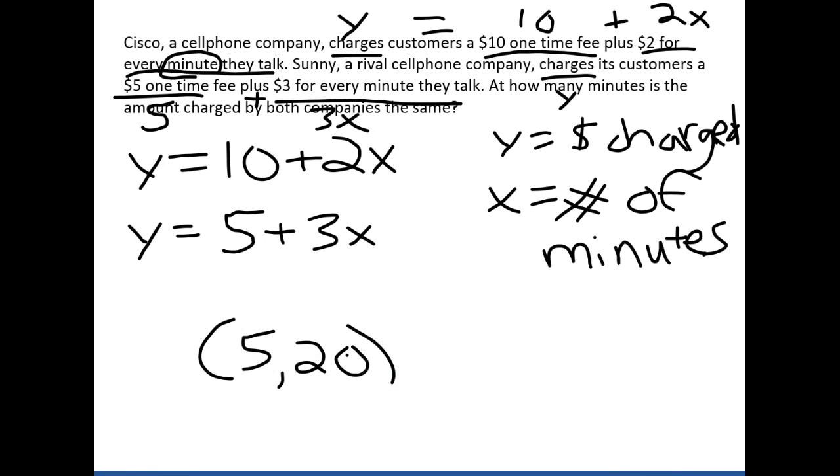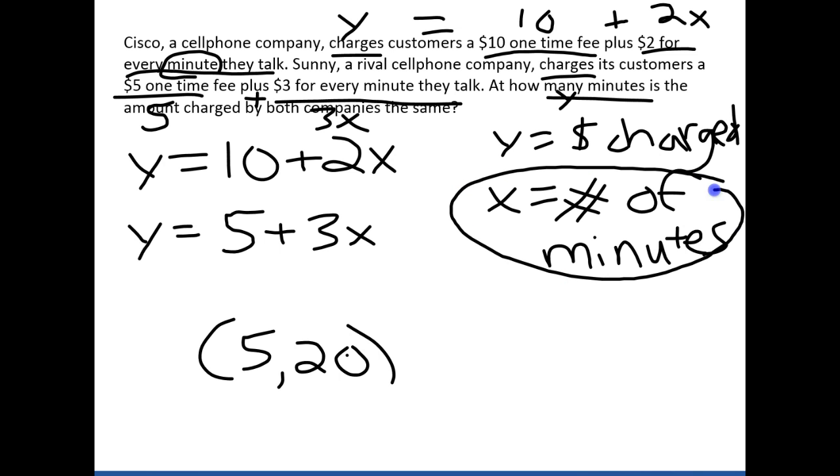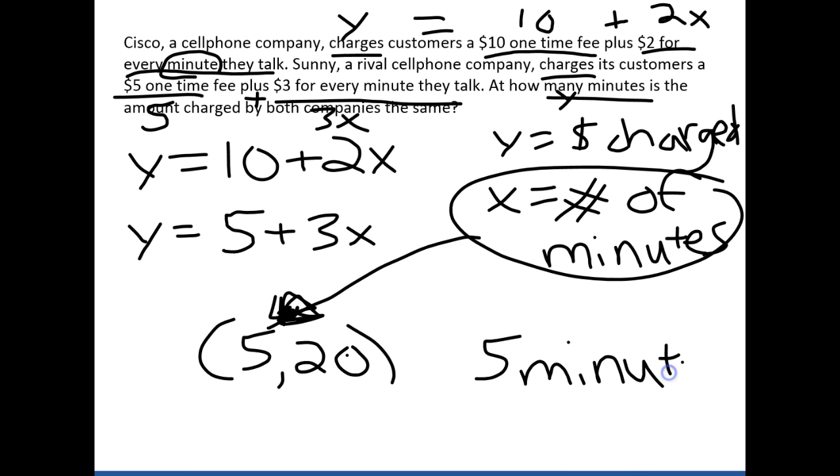But the problem is asking for how many minutes, at how many minutes is the amount charged by both companies the same? So we're looking at the number of minutes. Now, is the number of minutes 5 or is it 20? Well, remember, we said x is the number of minutes, and x in this case is 5. So the answer to this problem would be 5 minutes. At 5 minutes, they both charge $20. That's what the 20 represents.